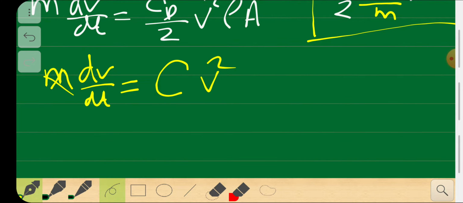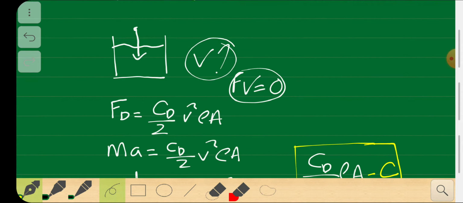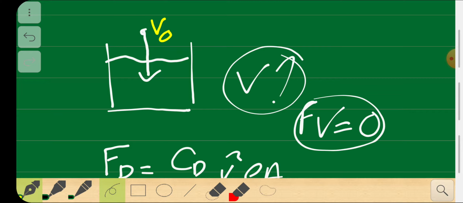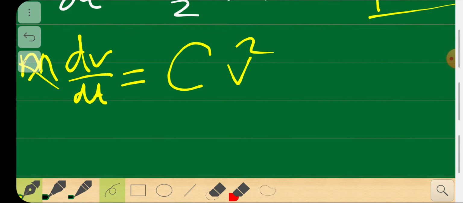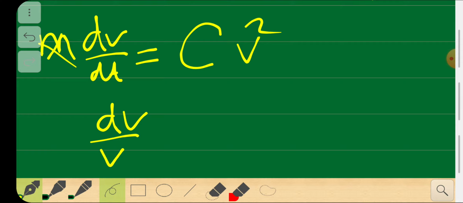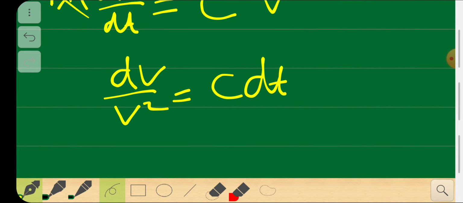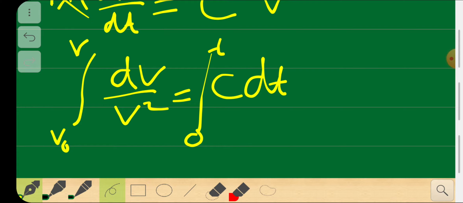Let's find out what the velocity is. So for something falling with some initial velocity v0, the initial velocity was v0. As it enters this beaker, the velocity is going to decrease, so it will become the final velocity v at time t, from t equal to 0 to some time t. So let's separate these variables. So dv by v square must be equal to C times dt, right? Now I can integrate both sides under the limits, v from v0 to the final velocity v, and t from 0 to t. These are simple steps.